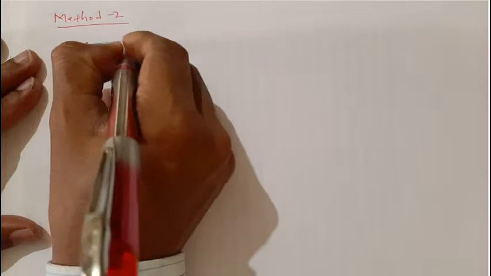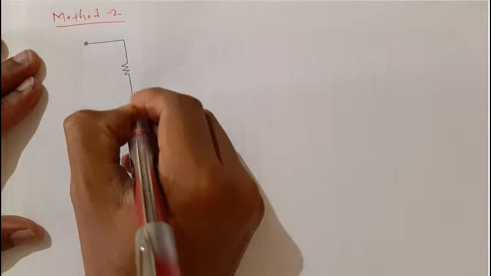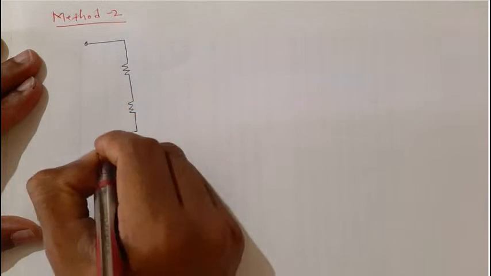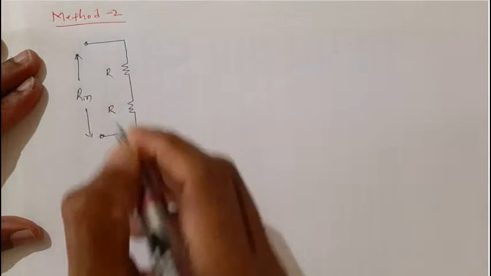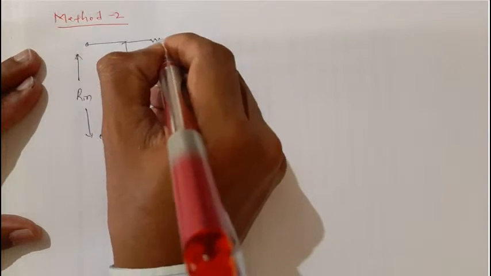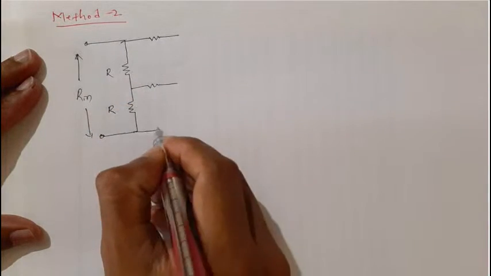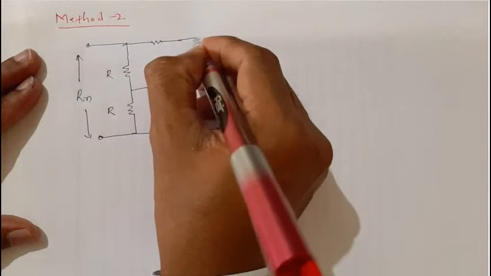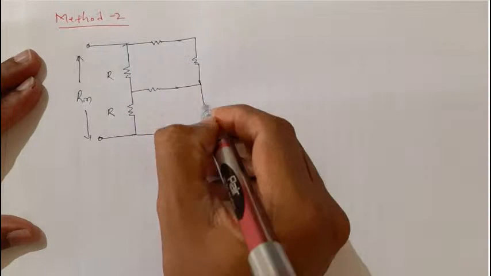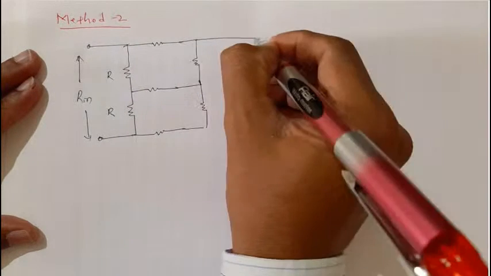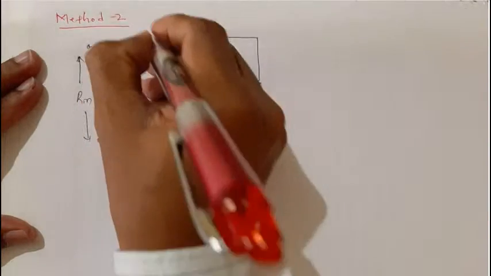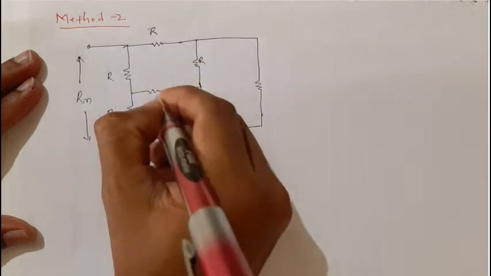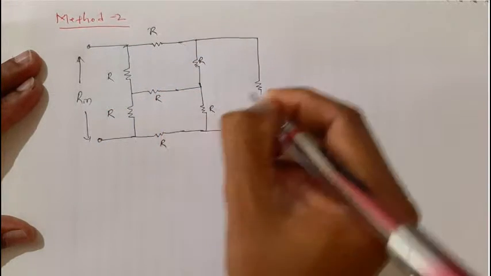Before that, let me draw the given network. We have 2 resistors R and R here, Rin is here, this is R, this is R, and one resistor is here, another one is here, third one is here, and here one more resistor, here one more resistor, and this is another last resistor. All resistor values are same, R, and R value is 2.2 kilo ohm.